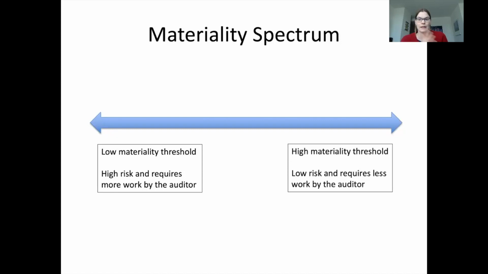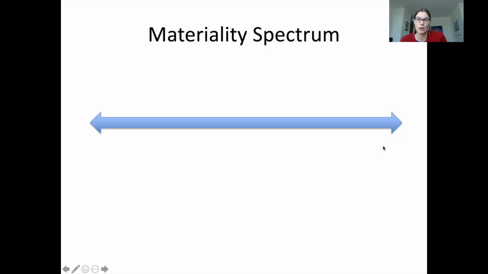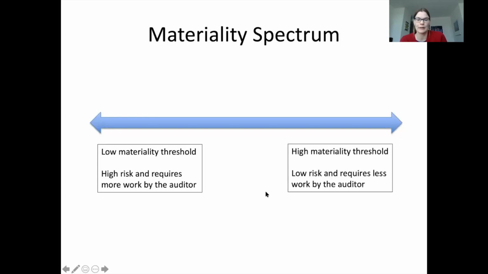And we also talked about not just the benchmark, which is the pre-tax net income, assets, et cetera, but we also have the range to consider. So that's when we go to the spectrum, and at the low end of the range, so like 3% of pre-tax, that means you think that client is high risk and you want to do more work, right? If I'm setting the threshold for what's material down here, that means I know I'm going to do a lot more work because everything up here is going to be material. And so that's what I would want to do if my client was very risky to me.